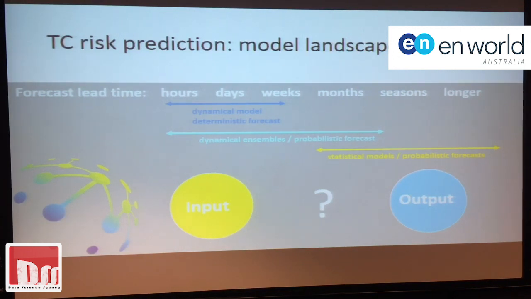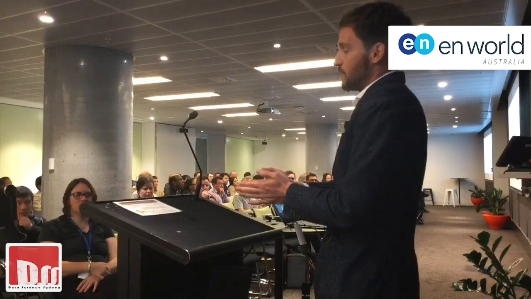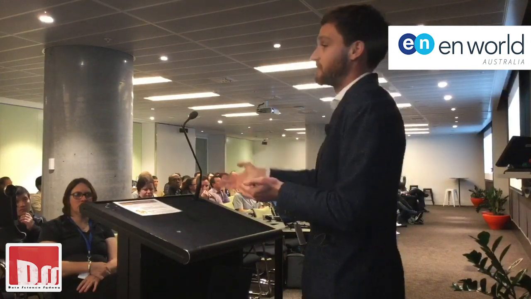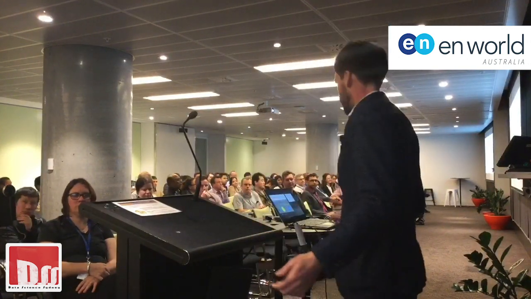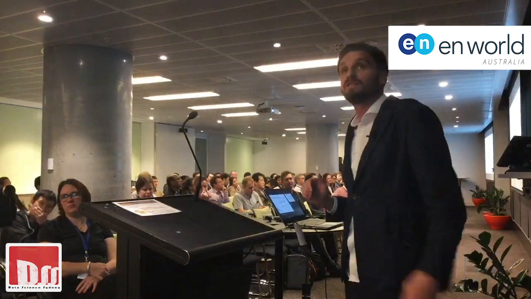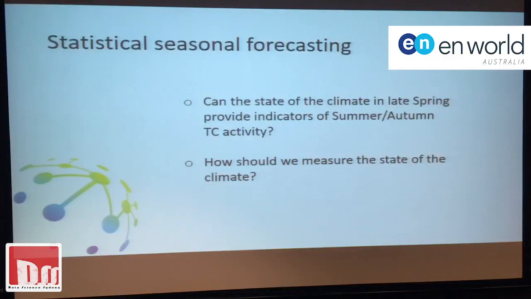So that's what we're trying to do today: decide whether there is a way to model the risk for the upcoming season. I can summarize this whole attempt as saying, if I know the state of the climate at the end of spring, can I say something about the number of cyclones I should expect in summer and autumn, which is the peak of the activity? The side problem with that is, how do you actually measure the state of the climate? What does that even mean? And that's what the talk will be focused on.